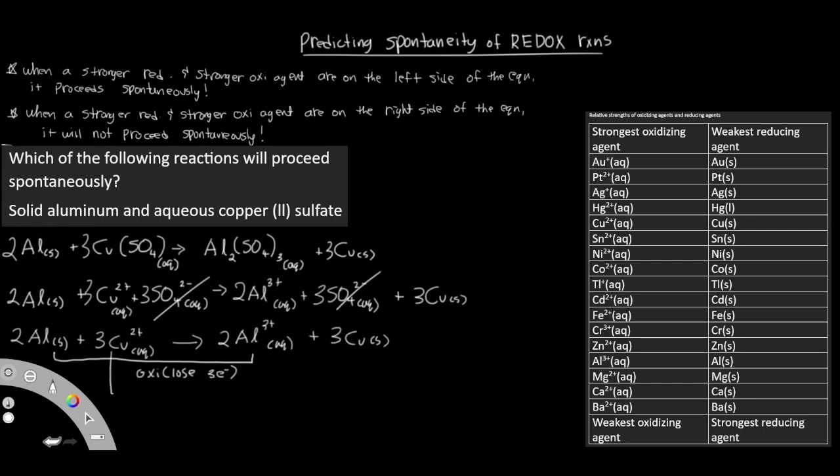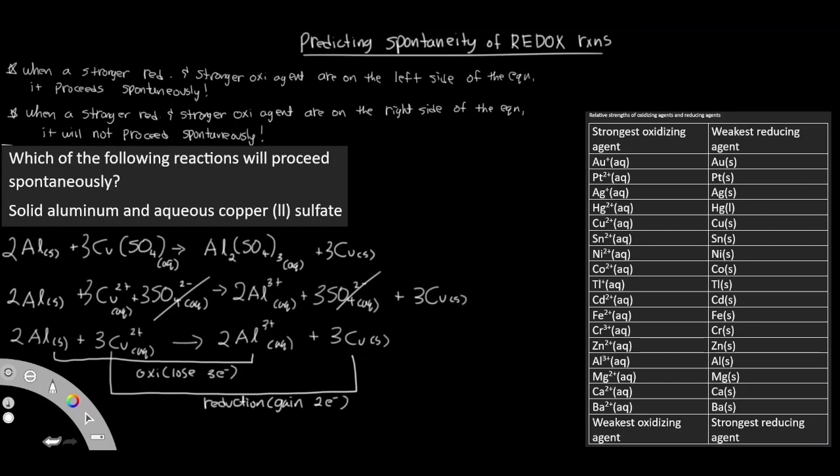And then for the copper, let's continue to bring this down here. It had an oxidation number of 2. Now it has an oxidation number of 0. So it decreased, which is reduction, which is also known as a gain of electrons, and it gained 2 electrons.